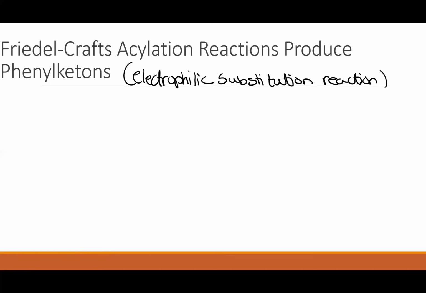So many useful chemicals such as dyes and pharmaceuticals contain benzene rings. But as we said, benzene is really, really stable, so it's really unreactive. So it can be really hard to make chemicals that contain benzene. When we use Friedel-Crafts acylation reactions, what we come in and do is we add an acyl group.